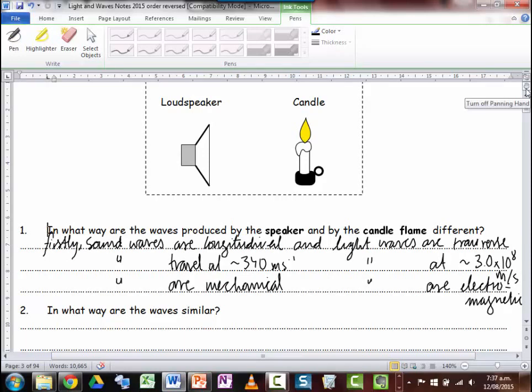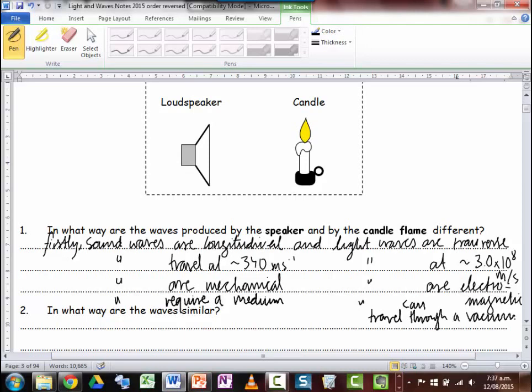What we mean by mechanical, by the way, is that it actually requires a medium. Maybe we should add that as another difference. So, sound waves require a medium. Light waves can travel through a vacuum. Okay.